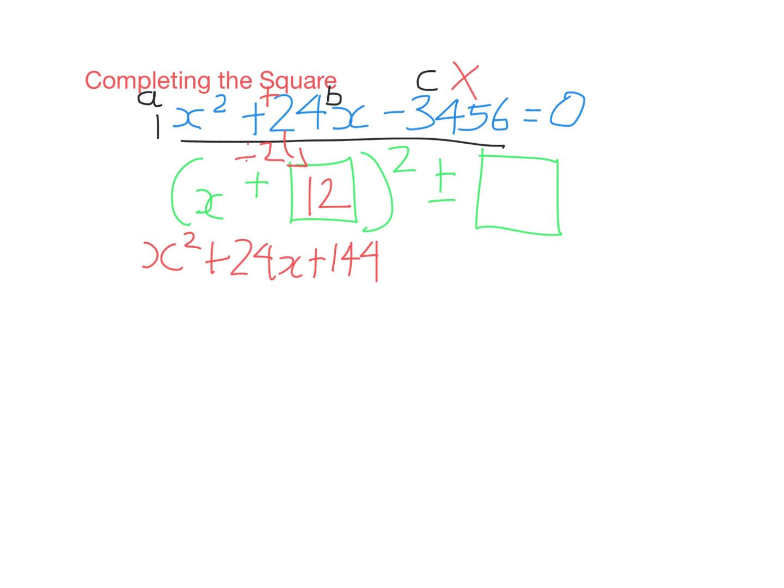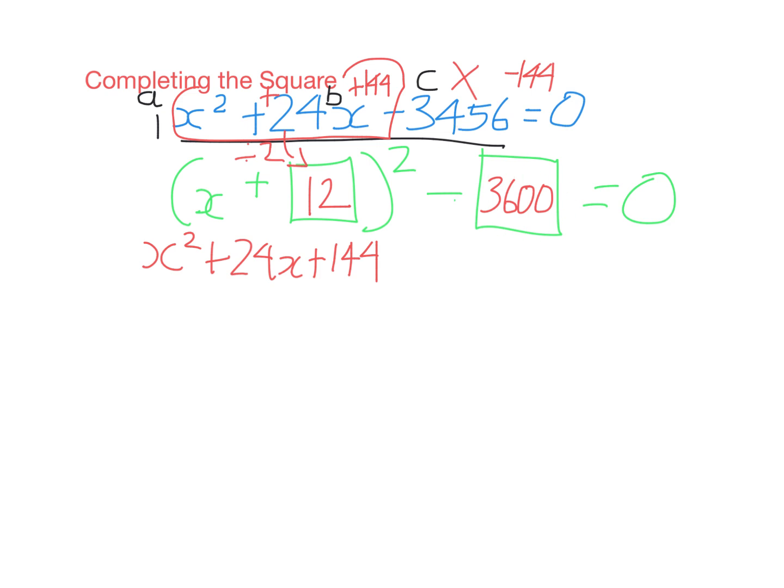So to balance this out, we're adding 144 here to make it a perfect square, and we need to minus 144 here. This is our perfect square, x plus 12 squared. So what goes out here is negative 3456 minus 144. It will become negative 3600. So when completing the square, the number that goes in the first box is simply half of b, half of the coefficient of x, and this number is equal to c minus that number squared.